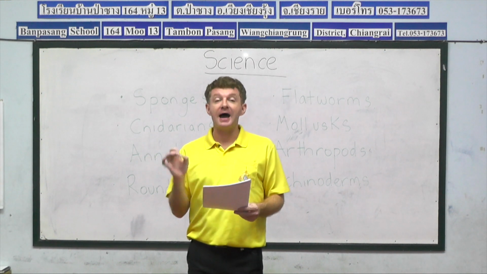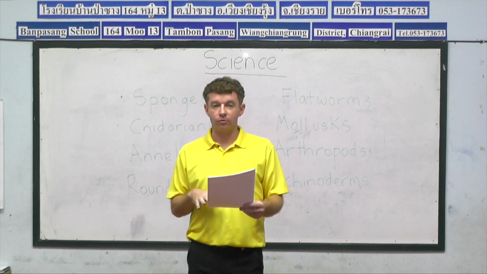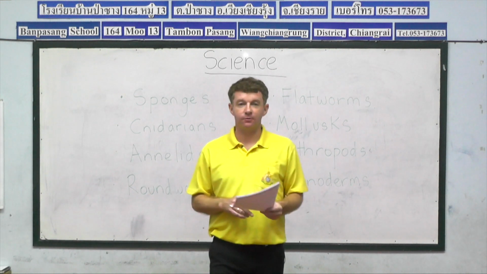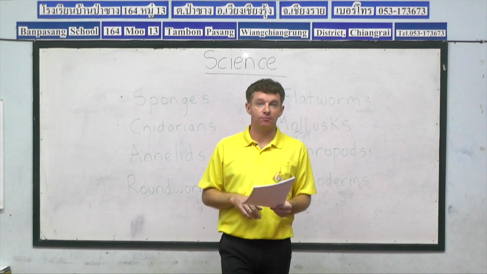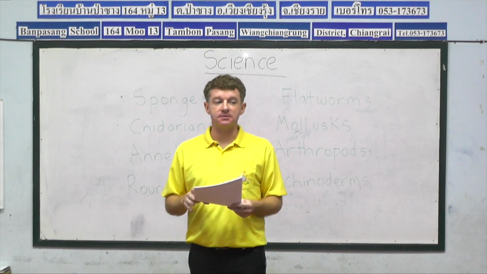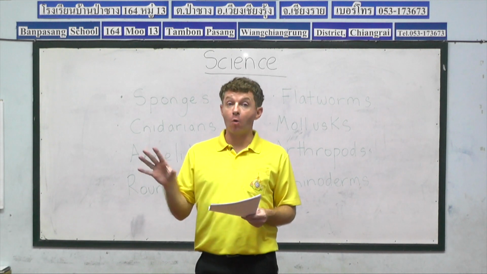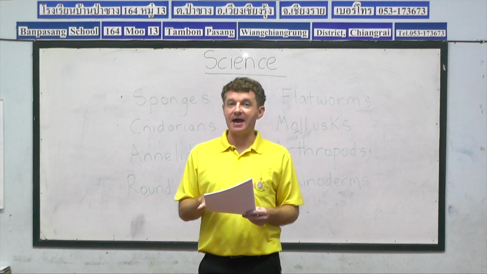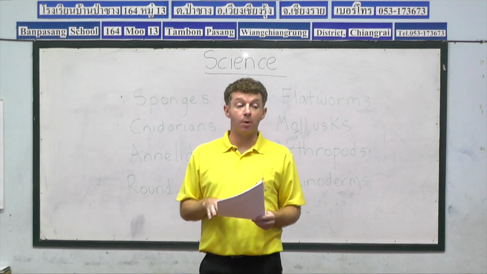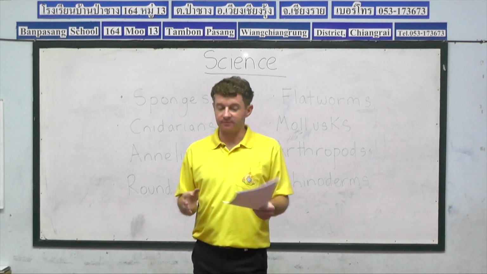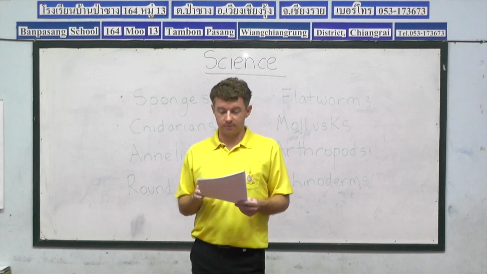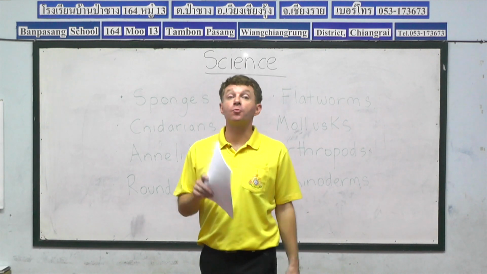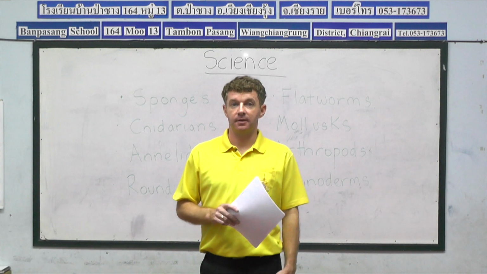Sponges have hollow tubes with many pores. Echinoderms have radially symmetrical bodies. There are over 1 million different kinds of arthropods, like the spiders. Mollusks usually have shells to protect their bodies, like the snail.